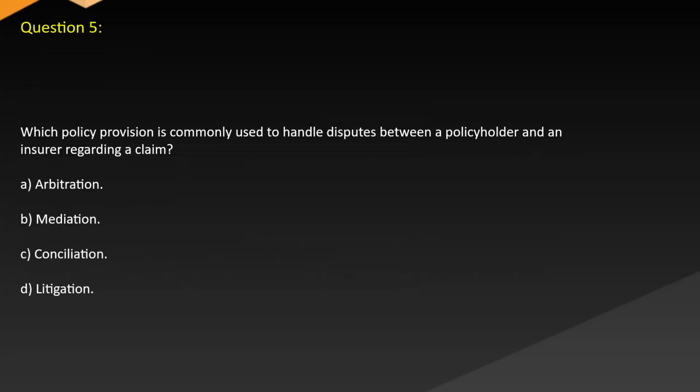Question 5. Which policy provision is commonly used to handle disputes between a policyholder and an insurer regarding a claim? A. Arbitration. B. Mediation. C. Conciliation. D. Litigation.